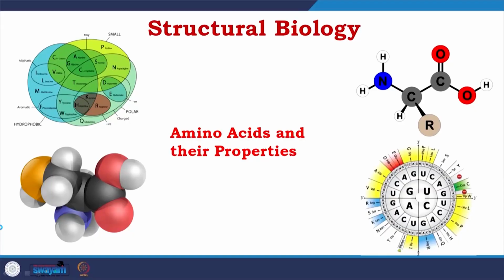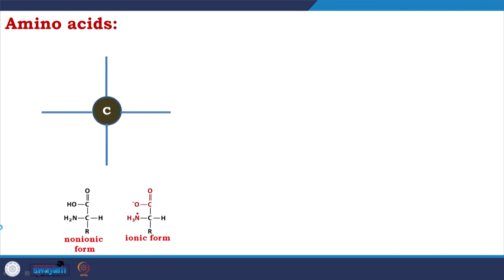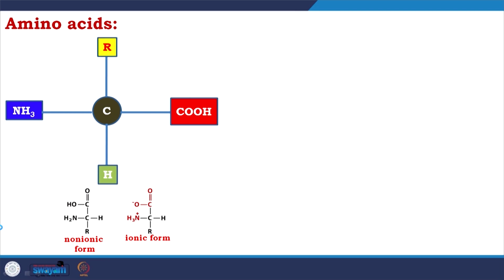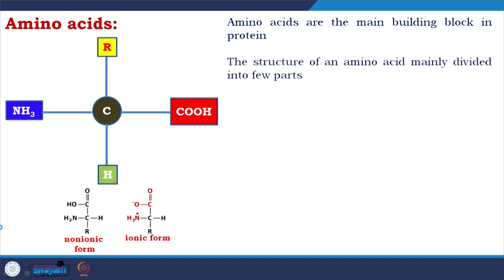Hello everyone, welcome again to the new class of structural biology. Today we are starting a new module. This is on protein, and in the first class we will discuss amino acids and their properties. Amino acids, as the name suggests, have one amino group, an acid group, a hydrogen and an R group. They are the main building block in the protein, as we have discussed earlier.